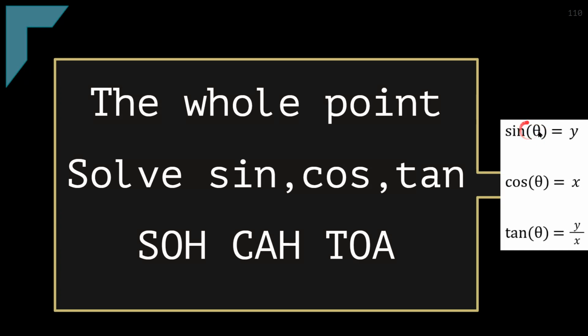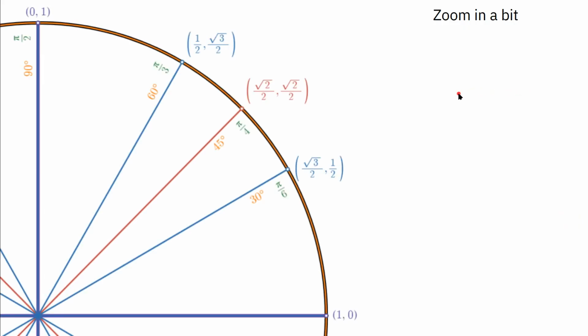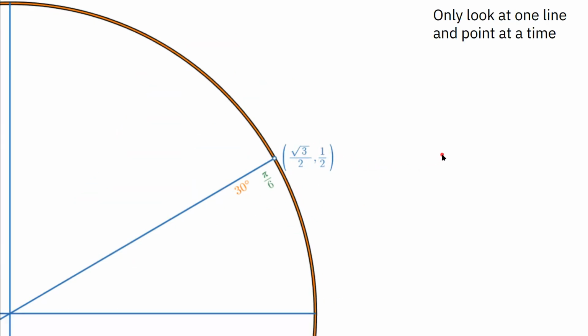It becomes: sine of the angle is the y value, cosine of the angle is the x value, tangent is y over x. So let's look at that. Let's zoom in a bit to that first quadrant that I had. And I'm just going to use this first point right here with 30, pi over 6, and square root of 3 over 2 and 1/2. Okay, so I'm going to look at that.